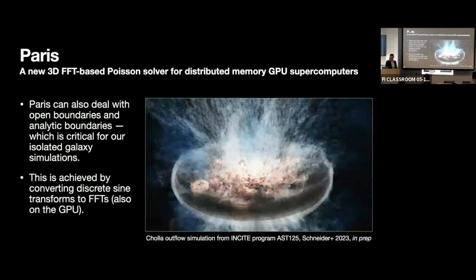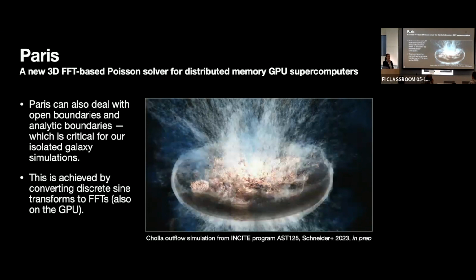Something else that's neat about it is that, unlike a lot of FFT solvers, Paris can deal with open boundaries or analytic boundaries. This was another problem for us when we started, because most FFT solvers are designed for periodic boundaries, which is great for things like cosmological simulations and not great for things like isolated galaxy simulations.